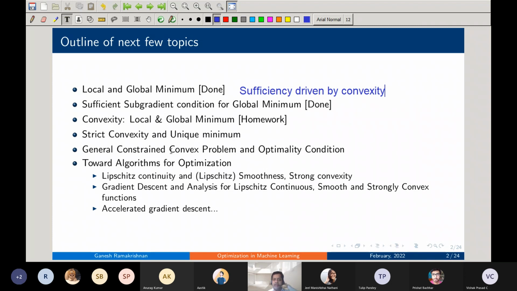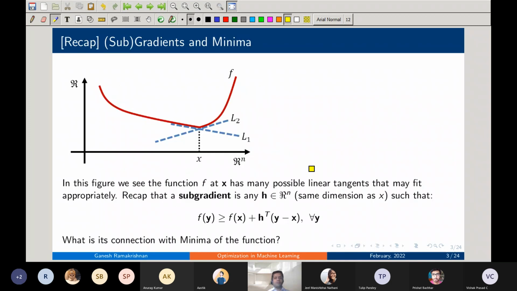We did that, and we talked about strict convexity and unique minimum. I'd left you a homework problem to understand. I had already proved it in the class, but develop maybe a finer understanding of why convexity leads to global minimum. Strict convexity leads to unique global minimum. I gave a very broad overview of constrained convex problems, and we'll maybe delve into it later on, and then really move into algorithms. Towards algorithms, we'll need to understand Lipschitz continuity and Lipschitz smoothness, in conjunction with strong convexity, which we have already done.